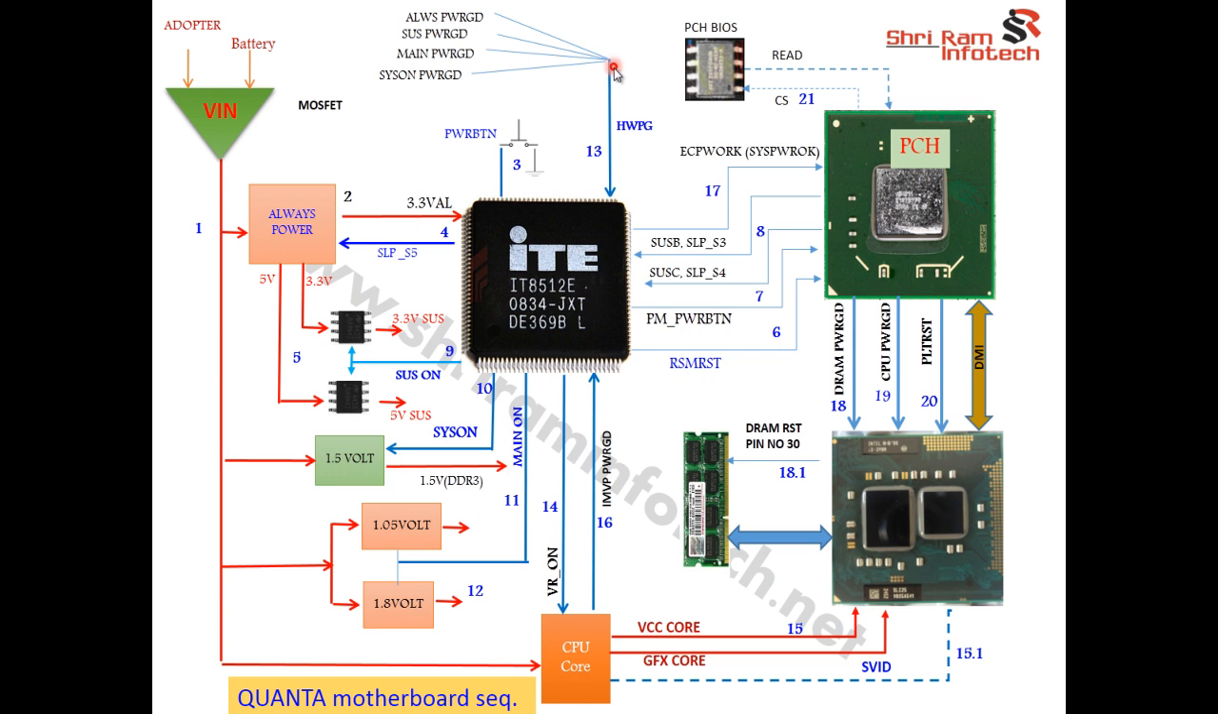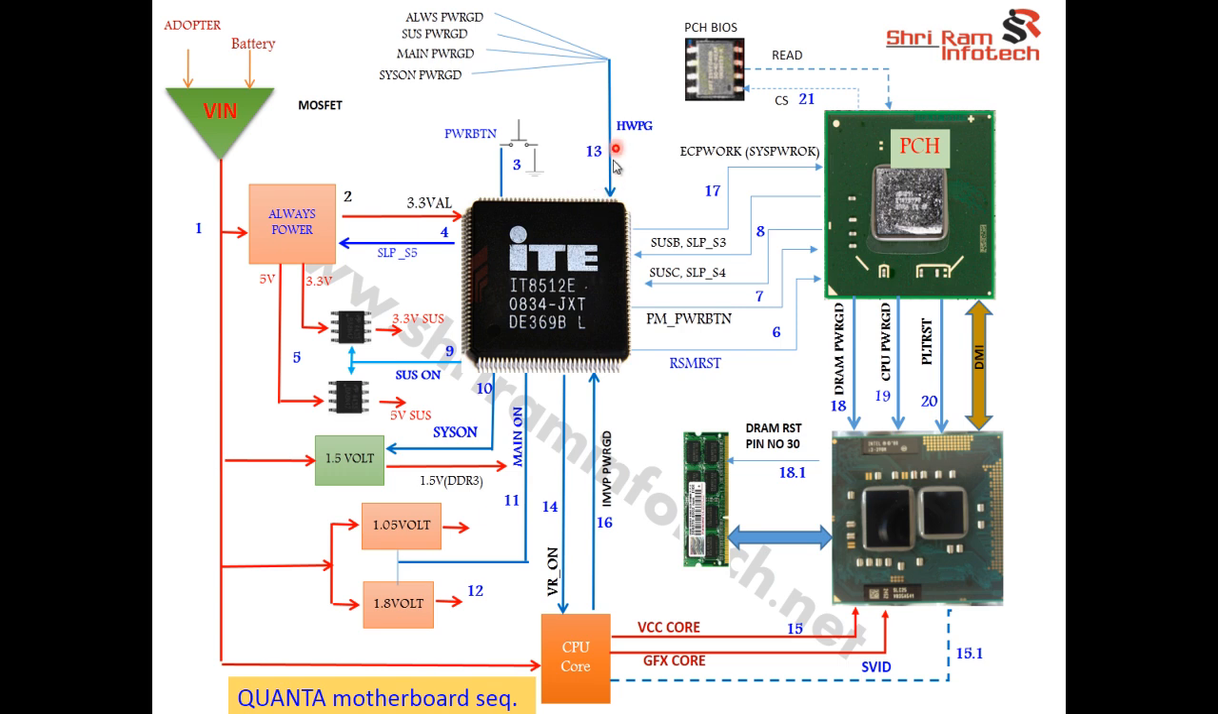3 volt will be generated, and this 3 volt signal is called HWPG at step number 13. If one of the voltages is absent from this line, your voltage will be 0 volt, and if all the voltages are coming properly at this point, here 3 volt will be generated, and this signal is called HWPG. That's step number 13.